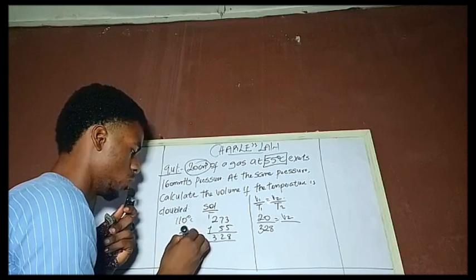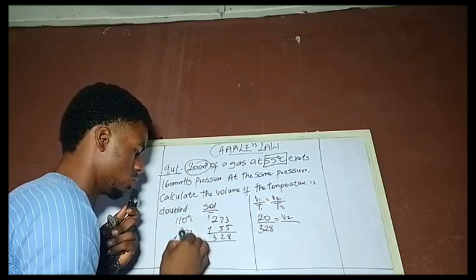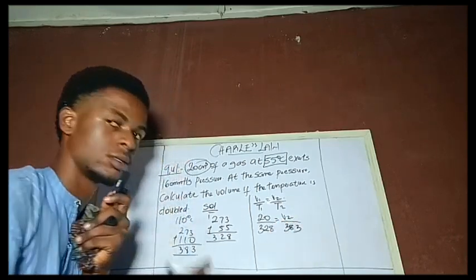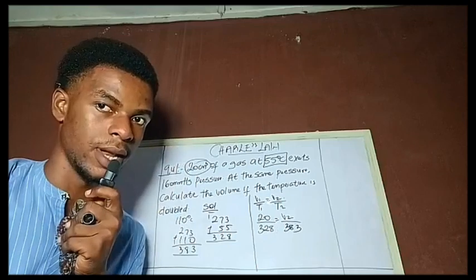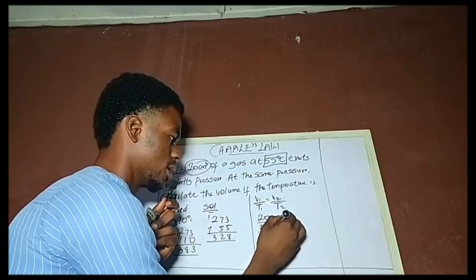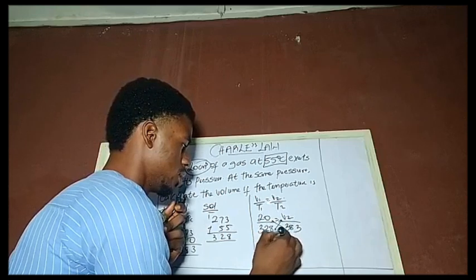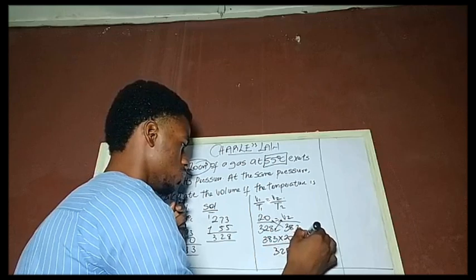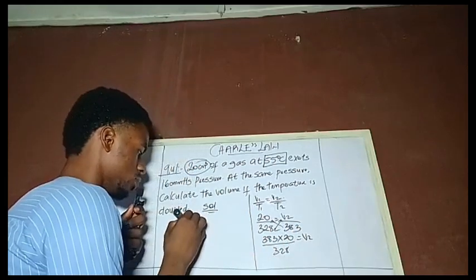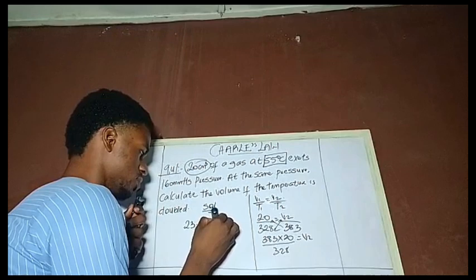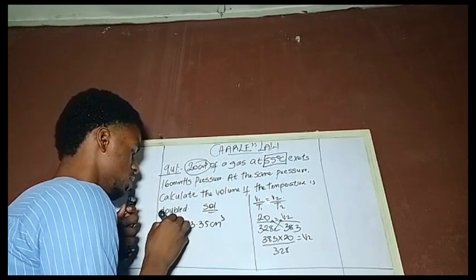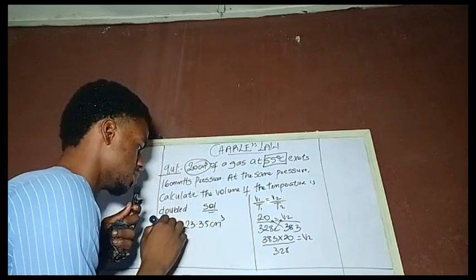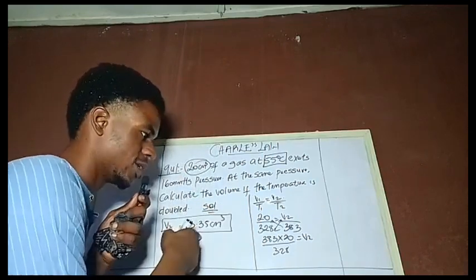How do I convert it? 273 plus 110. 3 plus 0 is 3, 7 plus 1 is 8, 2 plus 1 is 3. I'll come over here: 383. So what is the next thing? Cross multiply. This times this and this times this. So we have 383 times 20 over 328 equals V2. That gives 23.35 centimeter cube. Don't forget that the unit is very important, centimeter cube, because it shows that what we got is the volume. So this is our answer.